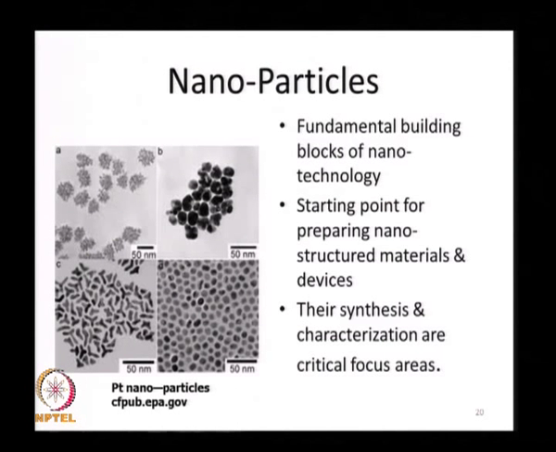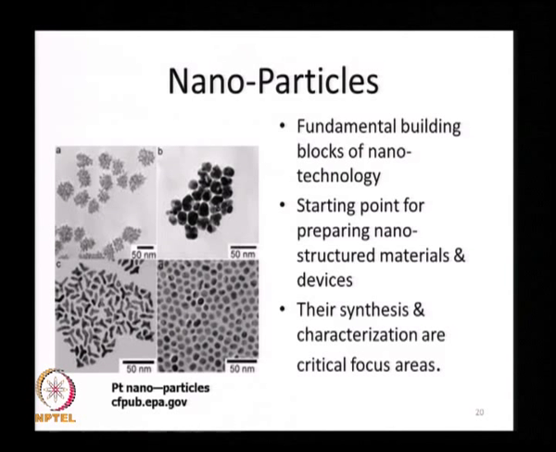So, given that we have this variety of applications that nanomaterials are used in, we have to start with what drives these technologies, and the starting point or the fundamental building blocks of nanotechnology are the nanoparticles. They are the starting point for preparing nanostructured materials and devices and therefore their synthesis and characterization are critical focus areas.